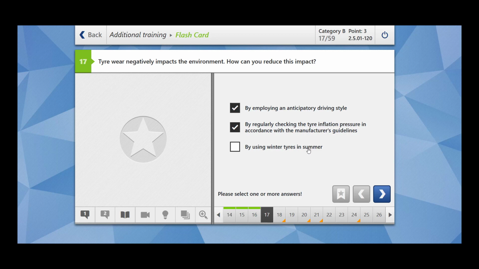By using winter tires in summer? No, winter tires should be used in the winter season. So the first two options are the correct ones.